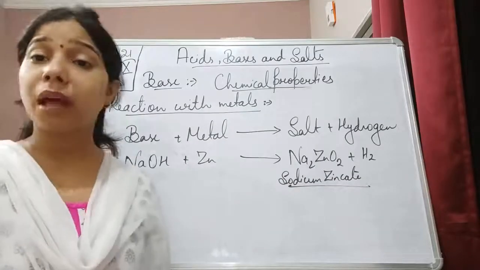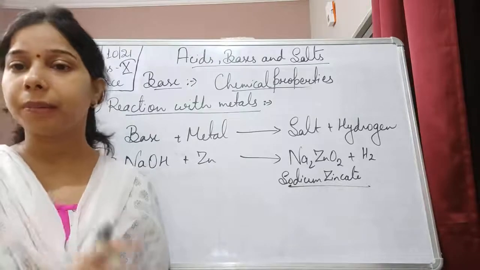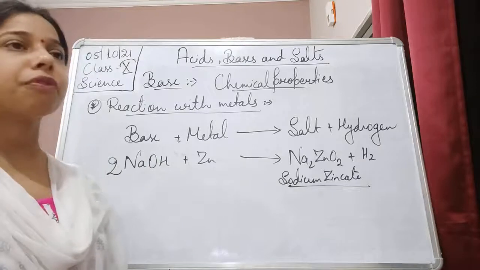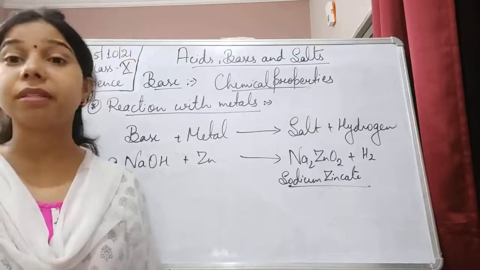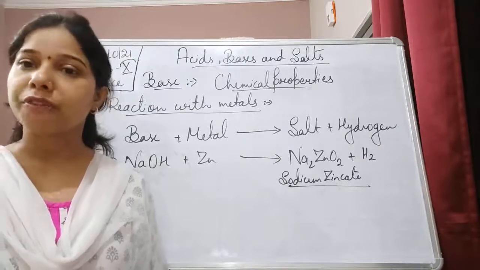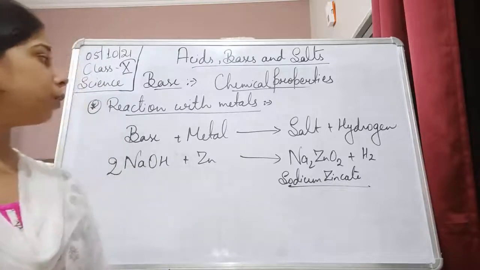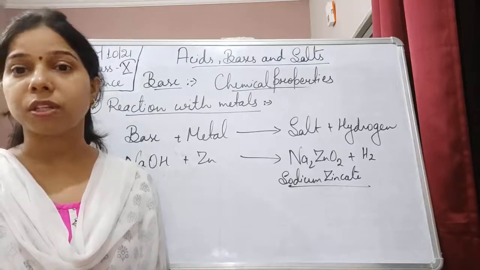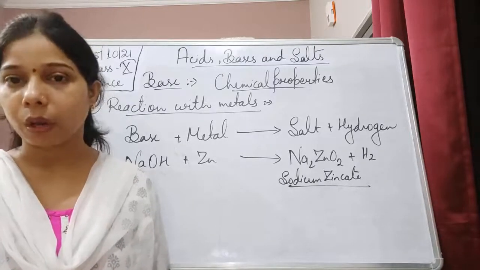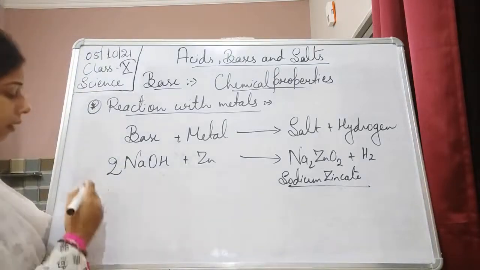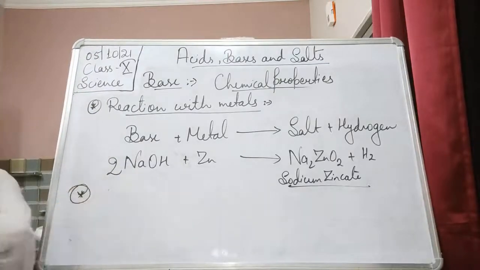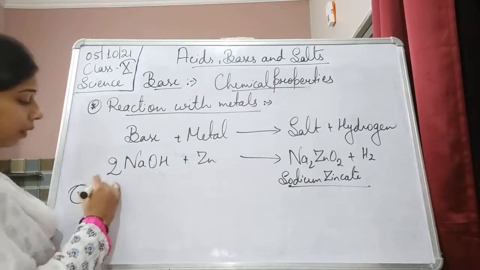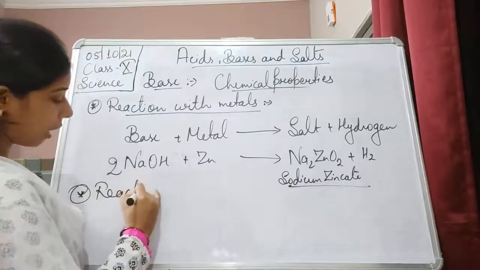Similarly, if we talk about aluminium, students, that we have studied in metals and non-metals, there also when the metal reacts with the base, like aluminium, there is a formation of sodium aluminate. So we can say here that when the base reacts with the metal, there is a formation of hydrogen, which means hydrogen gas will be evolved along with it. Moving on, let us see the next reaction. Here, reaction with the acids. What happens when the acids react with the bases?